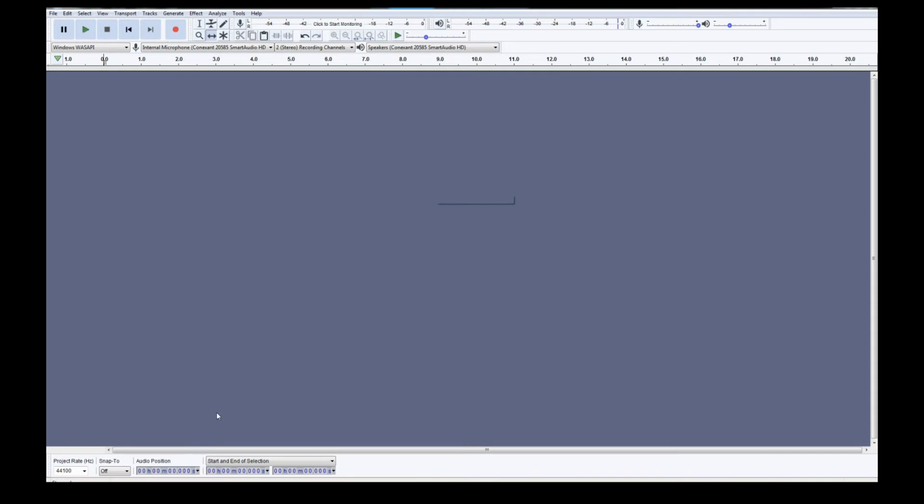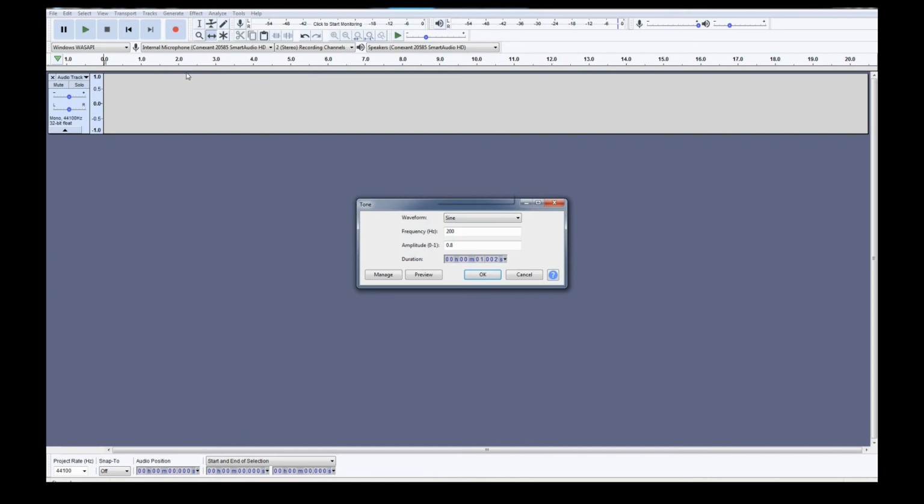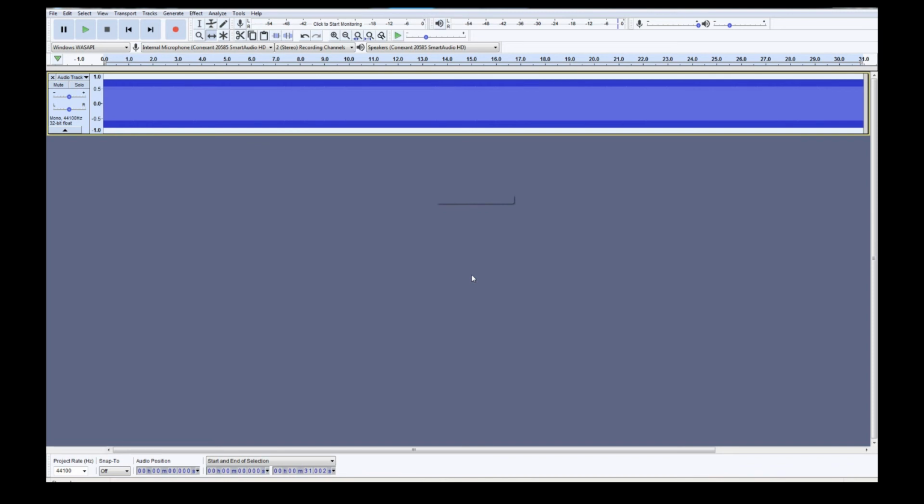When you open Audacity, you can generate a sine wave by simply going to Generate and then Tone. It will typically give you 440 hertz to start with. I switched it to 200 just because it's not as obnoxious of a tone. And then you've got minutes and seconds here, okay? So I'm going to have it generate a really long tone. Okay, there it is.